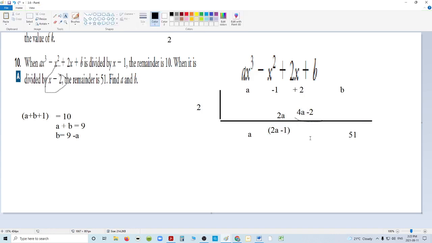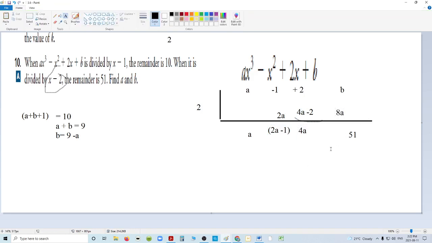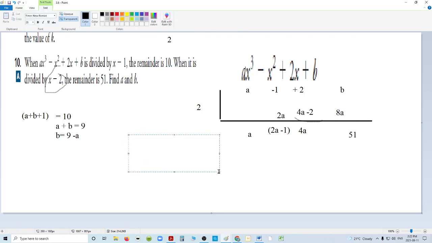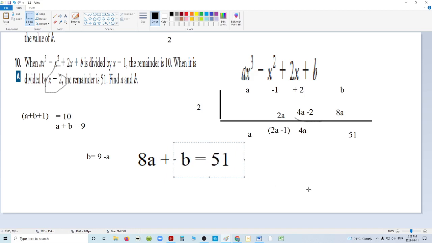When I add 2 to that, the 2's cancel out. I get 4a. When I multiply that, I get 8a. So that means when I add 8a and b, 8a plus b is equal to 51. Now, I might have gotten the math wrong, but we'll see. Which means I have two equations now. Here's my one equation, that b is equal to this. And here's my other equation, that a plus b is equal to that.